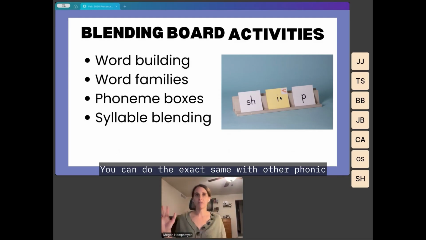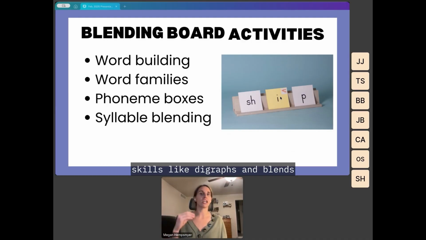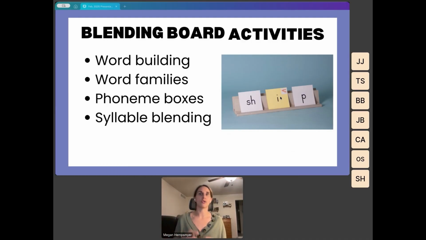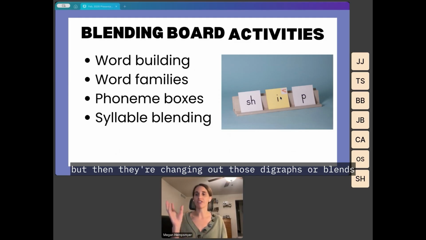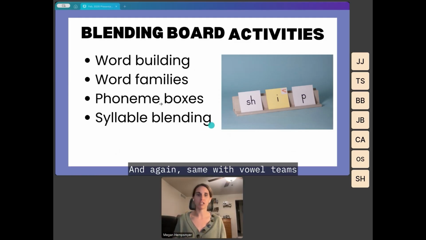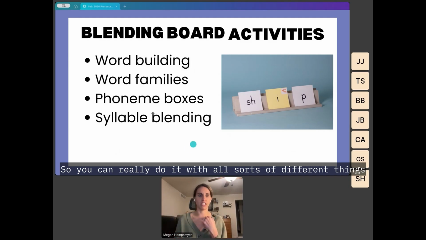You can do the exact same with other phonics skills like digraphs and blends. So they have part of the word, but then they're changing out those digraphs or blends. And again, same with vowel teams. So you can really do it with all sorts of different things.